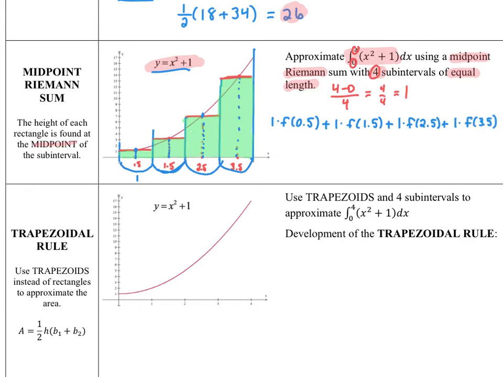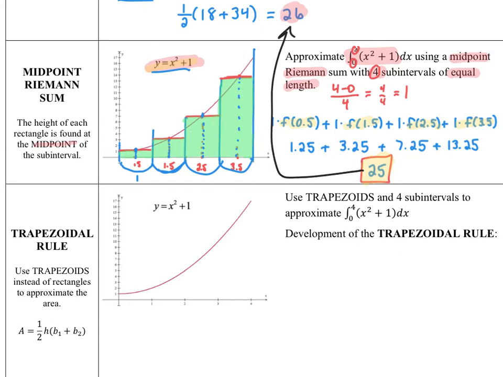Now I'm just going to use a calculator to plug each one of these values into my function that's given. That gives me a final midpoint approximation of 25. Notice that it's pretty close to that left and right Riemann sum average of 26.